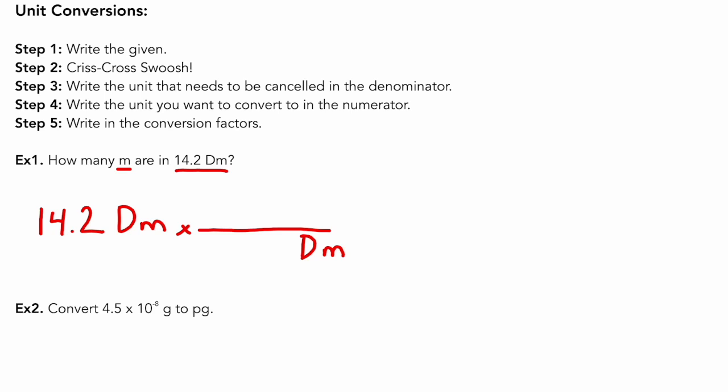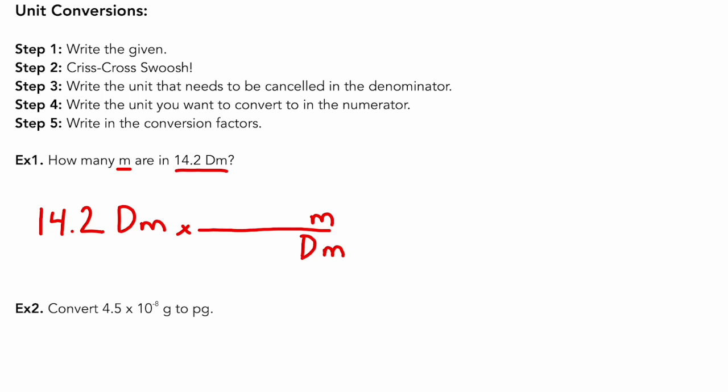Then you're going to write the unit you want to convert into in the numerator. So I want to get into meters. So notice, just unit-wise, since decameters is on top, those would cancel and you're left with meters. All right, that's why I wrote it that way.